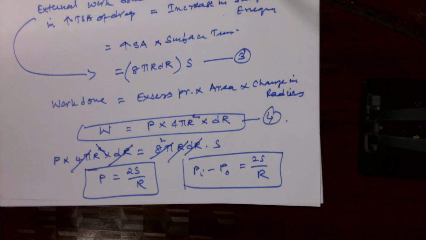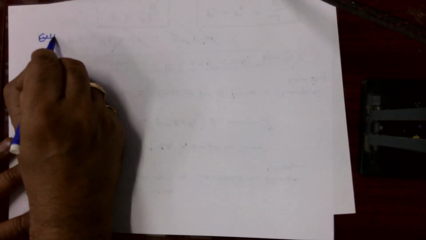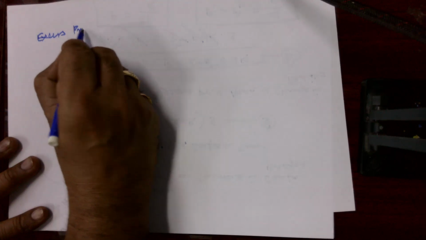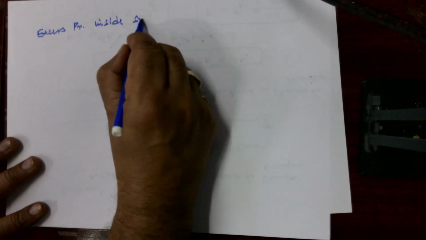Now, but in the case of pressure inside the soap bubble, this is doubled because we have to consider two surface areas, right? So in that case, we have to consider twice the area here. So two, and you can put now this is for excess pressure inside the soap bubble.